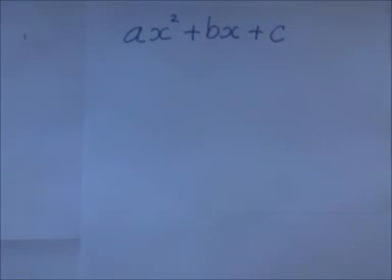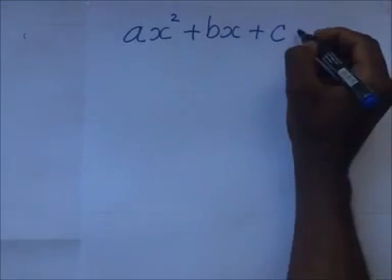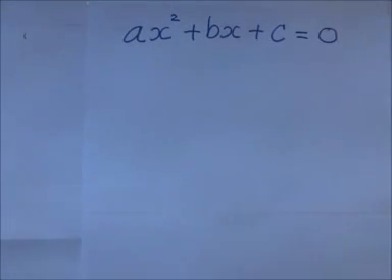Right on your screen you have the general form of a quadratic equation: ax squared plus bx plus c is equal to 0. That's the general form of a quadratic equation. Now we are going to use that general form to derive the quadratic formula.